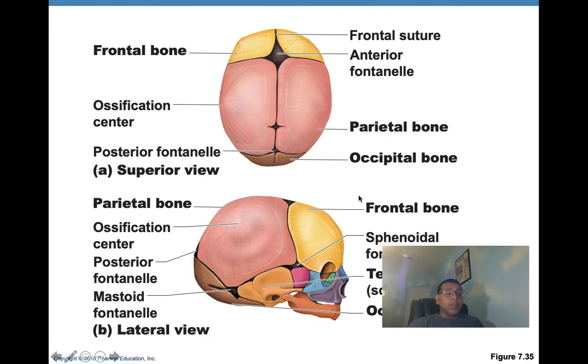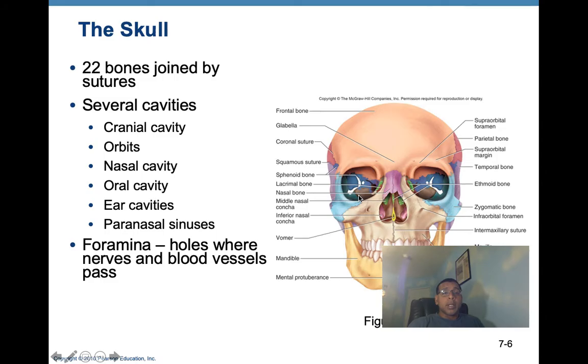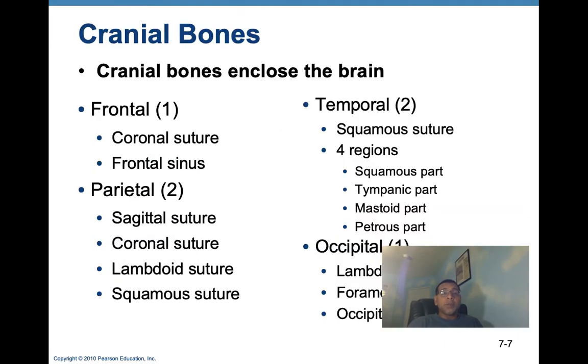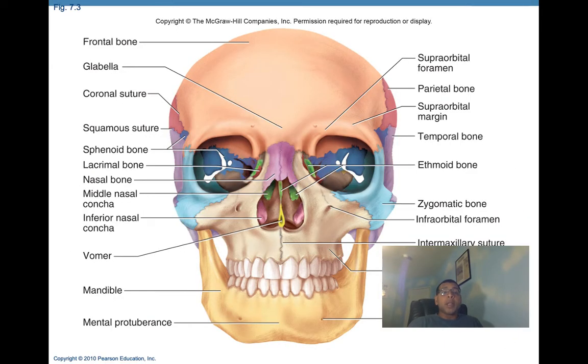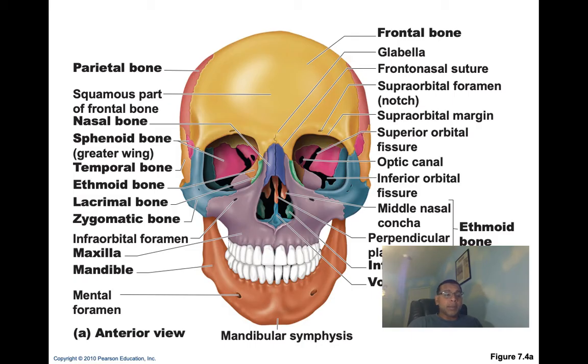Next one, let's move to the skull. So let's check out the adult skull then. Here we can see a nice image. It's 22 bones that are going to be joined by sutures. So the skull is formed by 22 cranial and facial bones.